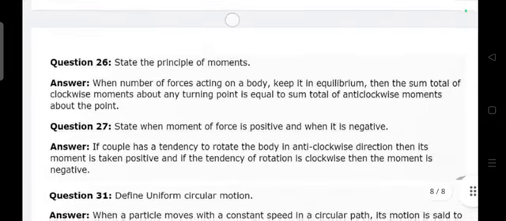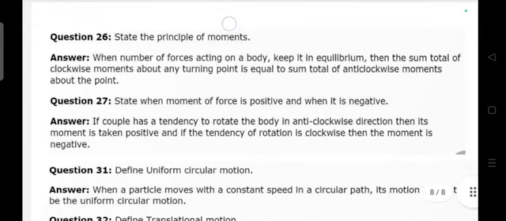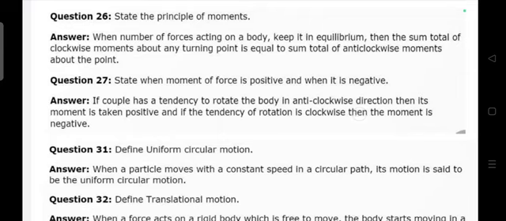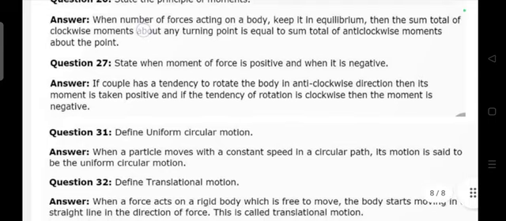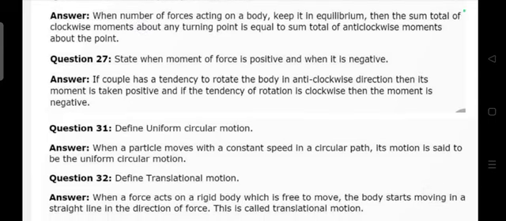Next, state the principle of moments. When a number of forces acting on a body keep it in equilibrium, then the sum total of clockwise moments about the turning point is equal to the sum total of anti-clockwise moments about the point. State when the moment of force is positive and when it is negative. If the couple has a tendency to rotate a body in the anti-clockwise direction, then the moment is positive. If the tendency of rotation is clockwise, then the moment is negative.